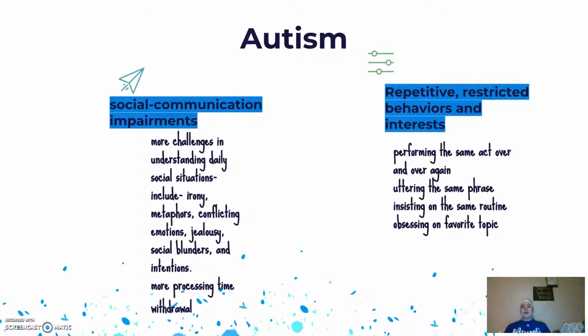And then next is autism. We broke these down into two. It's social communication impairments, and then the repetitive restricted behaviors and interests. The social communication, they have more challenges in understanding daily social situations. They need more processing time, and they tend to withdraw. And then the repetitive, they're performing the same act over and over again. They're uttering the same phrase. They're insisting on the same routine, and then obsessing on a favorite topic.